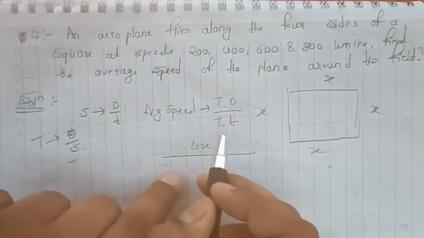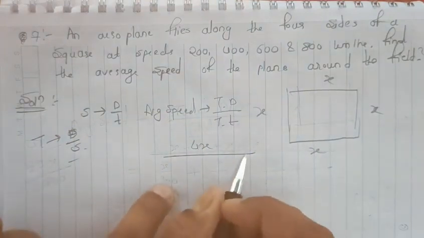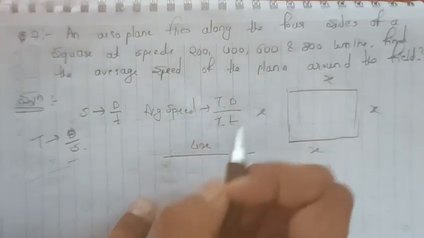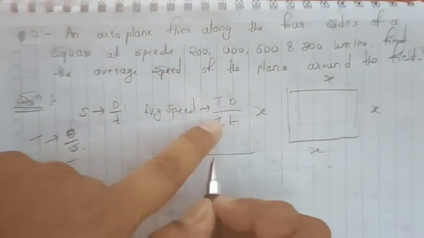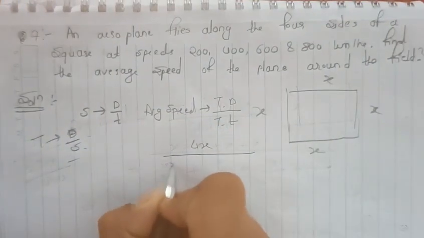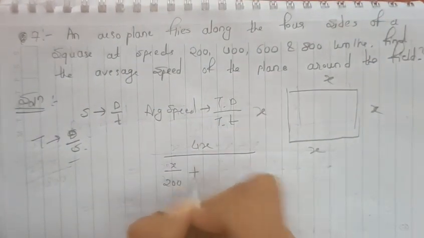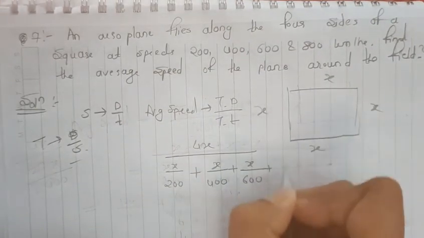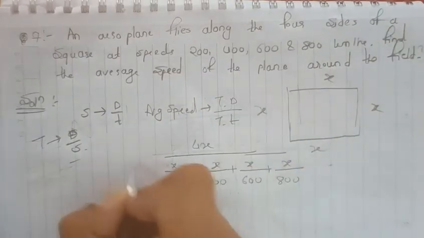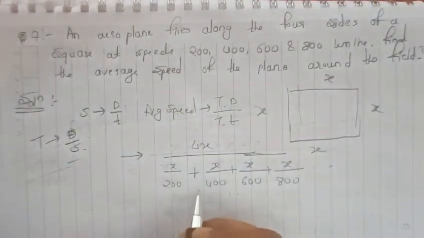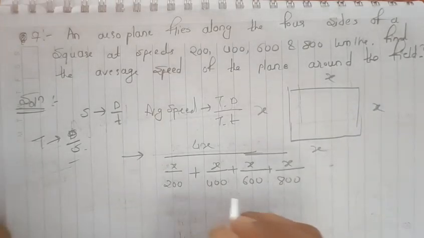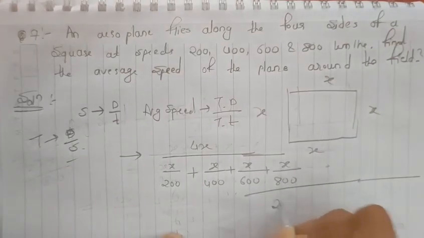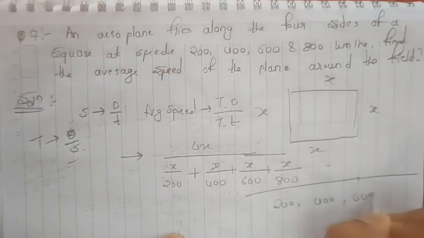So we will convert this time into the form of distance and speed. Why? Because we already have distances in the form of x, and we have been given speeds. We just do not have times. Therefore, we will convert this time in the form of distance and speed. So that is x upon 200 plus x upon 400 plus x upon 600 plus x upon 800. Now we have to calculate first of all the LCM of all these terms. How would you calculate the LCM? This is 200, 400, 600 and 800.